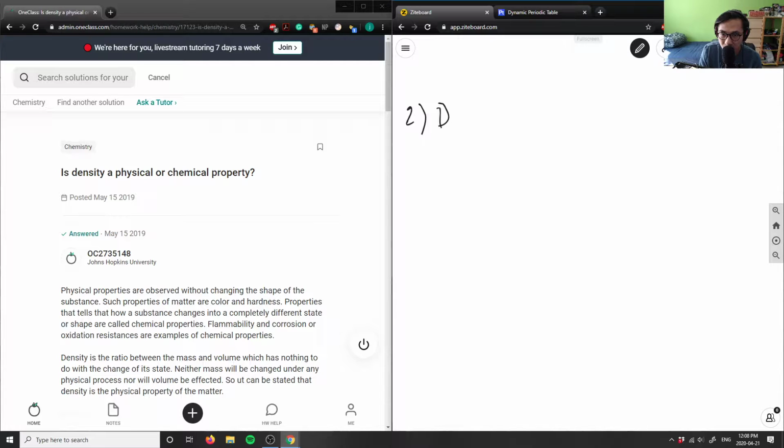So we have density. Is it a physical or chemical property?